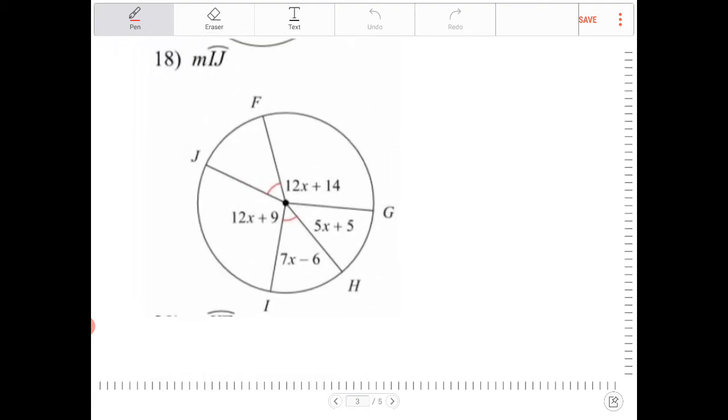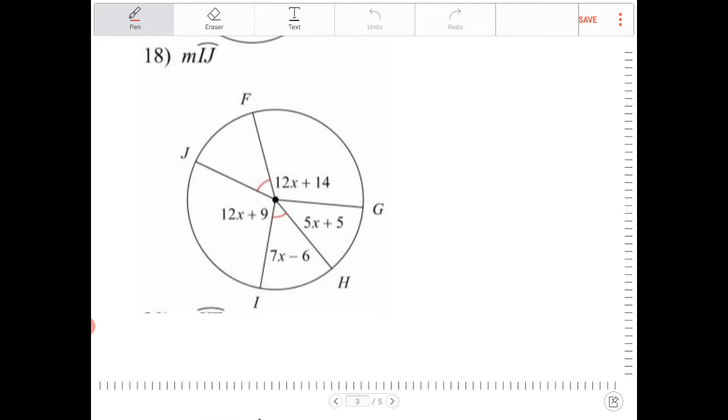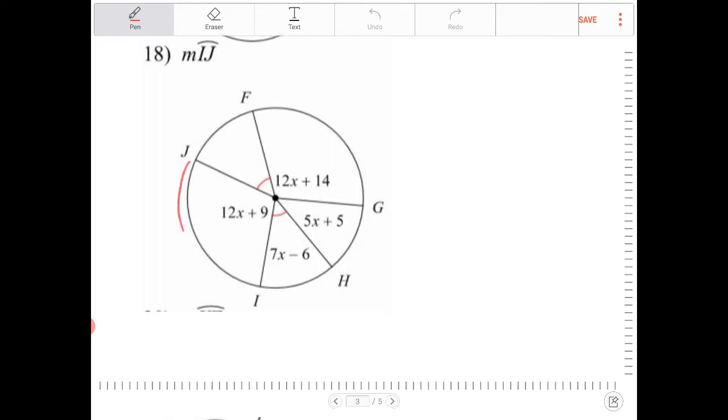Question 18. Alright, things are getting a little more interesting. I need to solve for arc IJ. IJ is this guy right here. So in other words, I need to figure out what x is, and then after I figure out what x is, I can substitute that back into arc IJ, or the central angle for IJ.